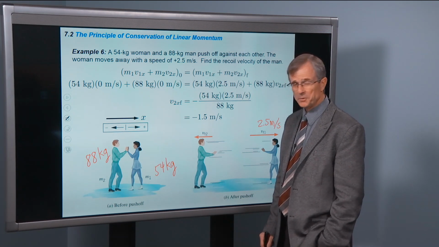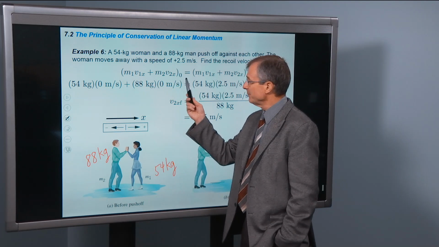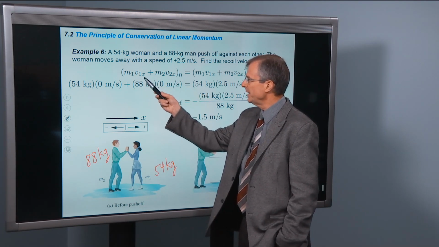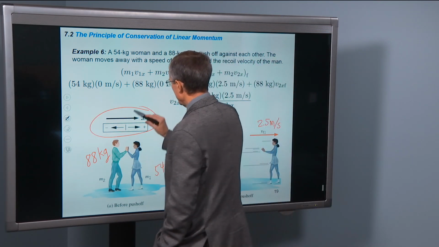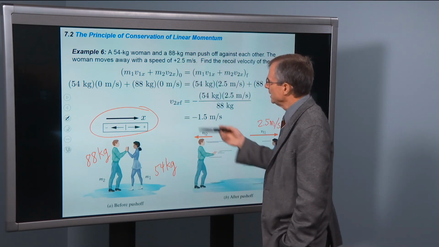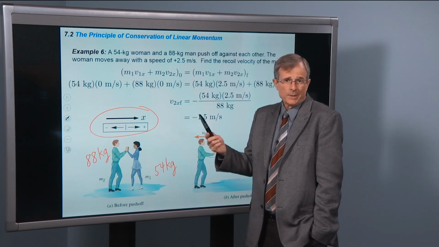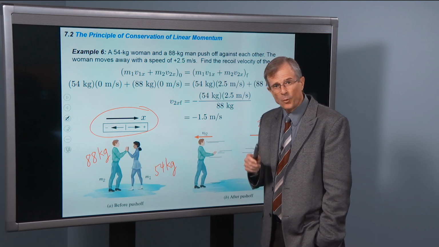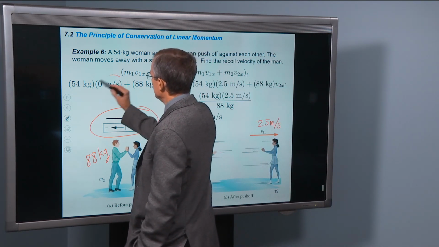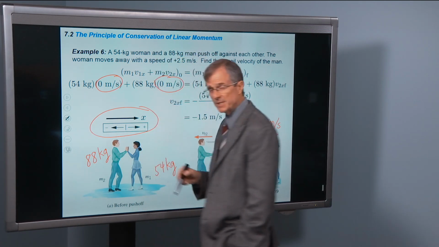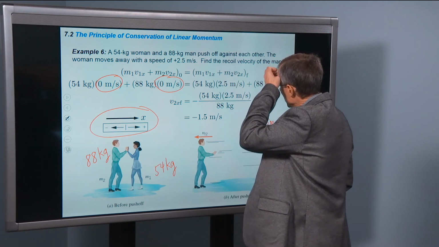Well, we can do that. Conservation of momentum: m1v1 plus m2v2 initially, but now in the x direction, with positive x going to the right. Well, what is the initial velocity? Neither of them is moving at all before they push off against each other. So we've got 0 meters per second for the one and 0 meters per second for the other. That's easy. We get 0 for the left-hand side. What about the right-hand side?